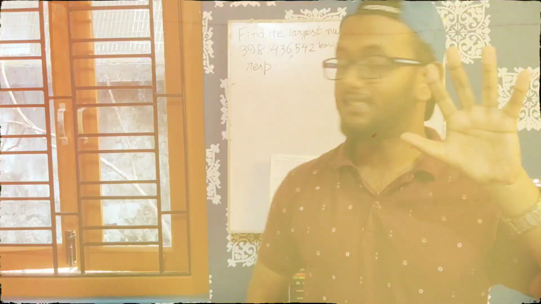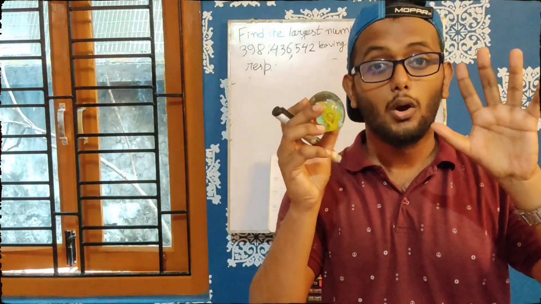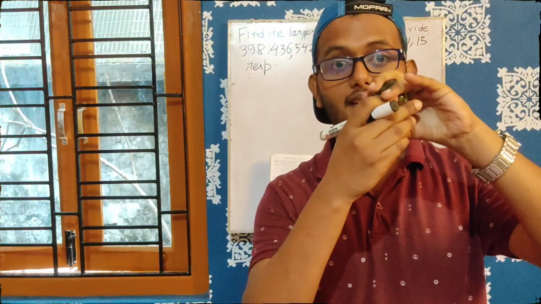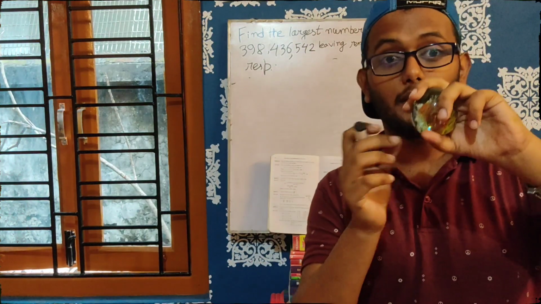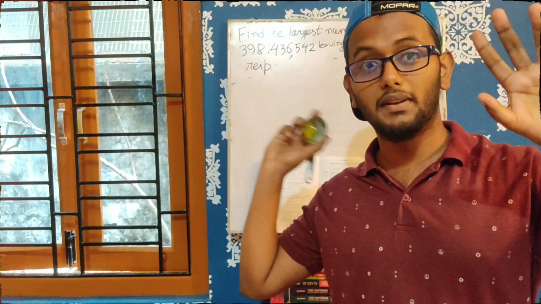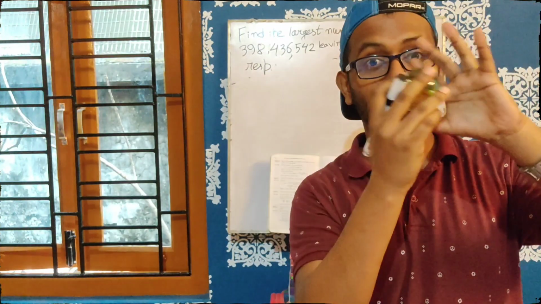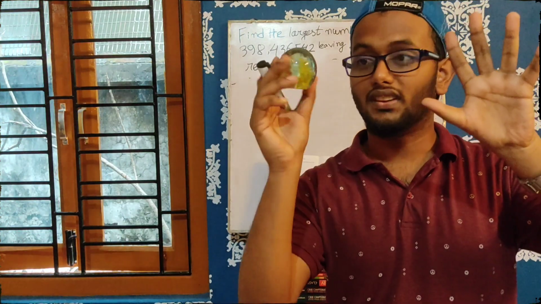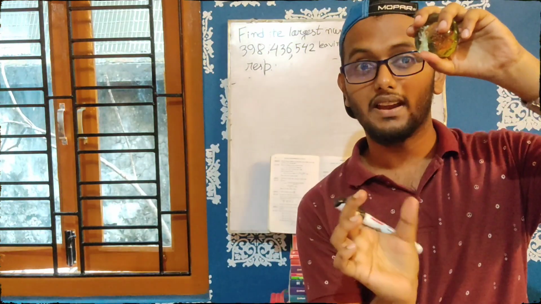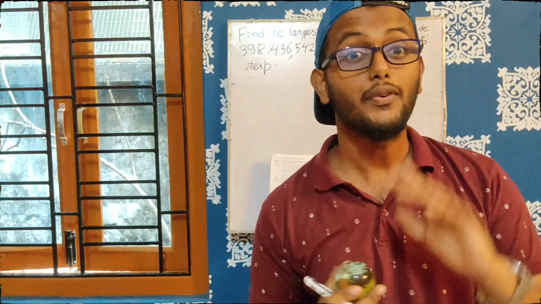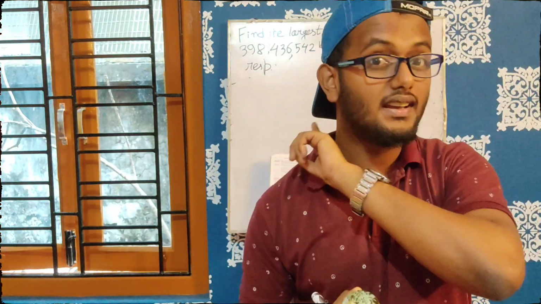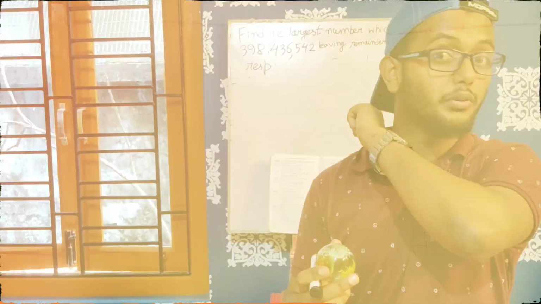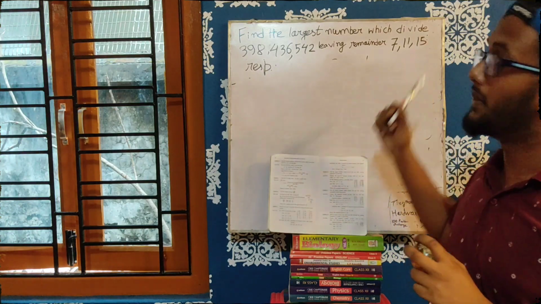So 398 is there, and this is the largest number. When this large number divides this number, we will get remainder 7. So if you subtract 7 from this number, it will be easily divisible by this largest number. Now 436, remainder is 11. If this number divides 436, we will get remainder 11, so if we subtract 11 from 436, it will be easily divisible. Same case with the last one: 542, remainder 15. If you subtract 15, it will be easily divisible. Now let's get started.